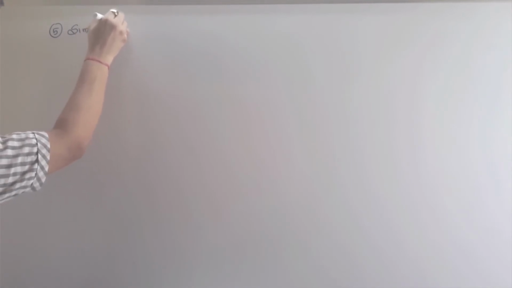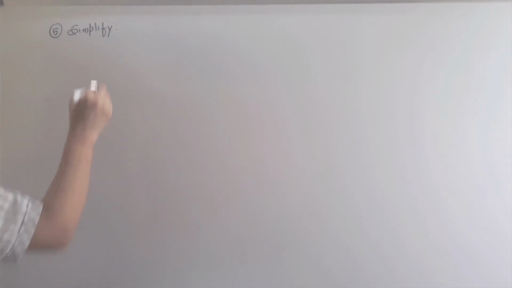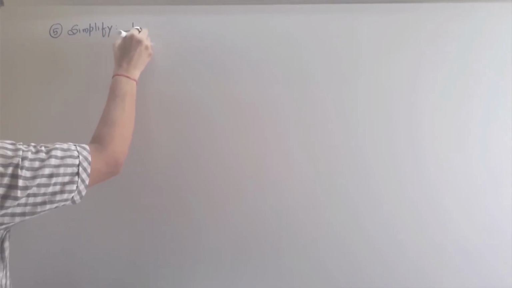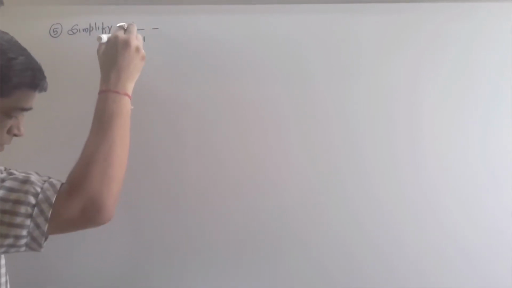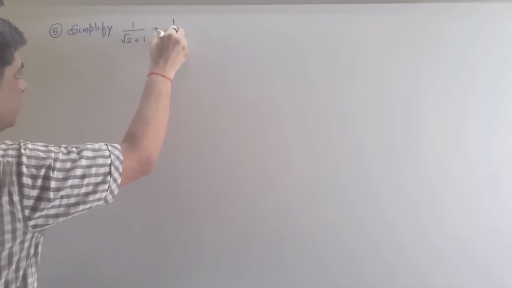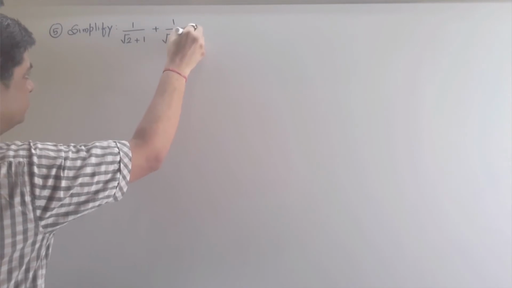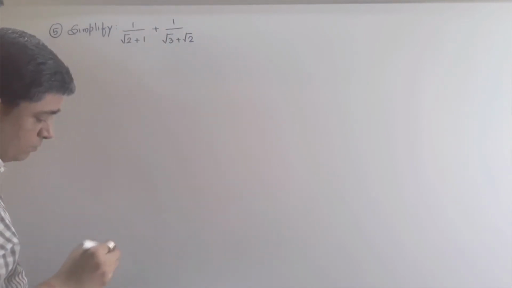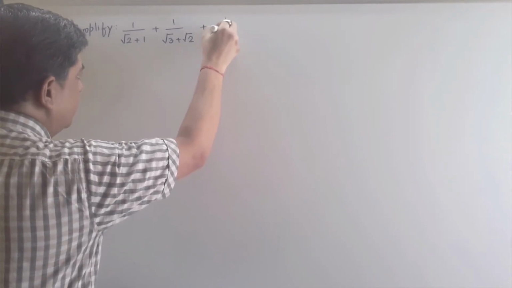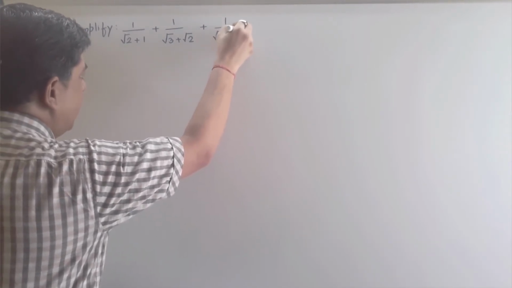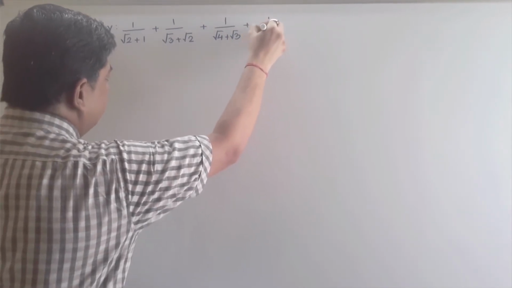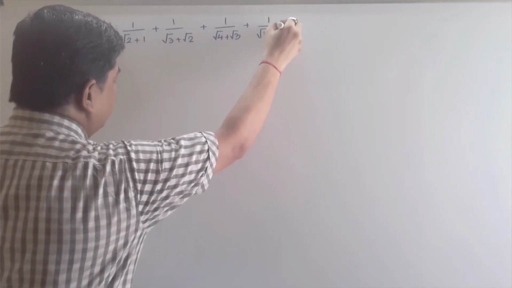So what are the given things? We have given 1 upon under root of 2 plus 1, then plus 1 upon under root of 3 plus under root of 2, then plus again 1 upon under root of 4 plus under root of 3, and one more term is given, 1 upon under root of 5 plus under root of 4.